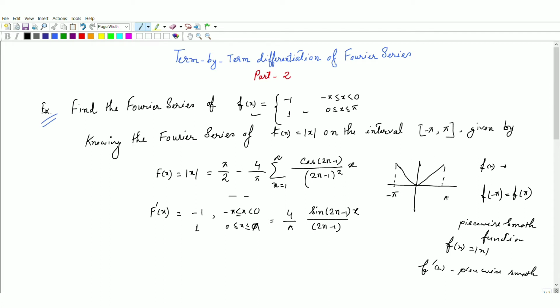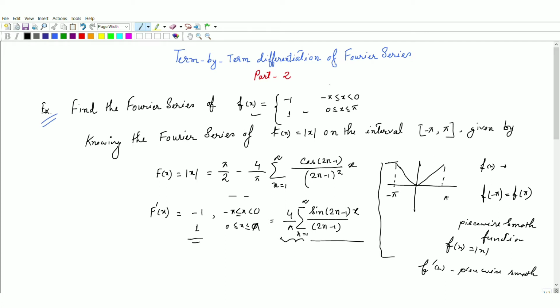Here the summation will be there. So this is the asked Fourier series of this function. Okay, so we can do this simply by differentiation, but whenever you are asked this type of question, you must check these three conditions that we have discussed. Only then can you do the term by term differentiation to find the Fourier series of another function.